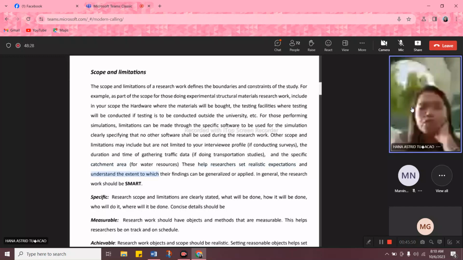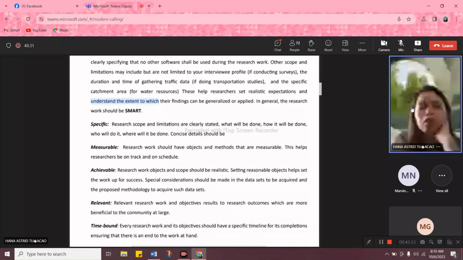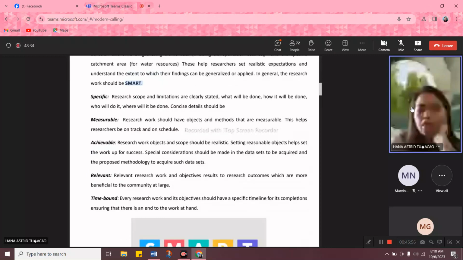In general, the research should be SMART. So that is specific. The research scope and limitations are clearly stated: what will be done, how it will be done, who will do it, and where it will be done. That is concise. Concise details should be given. It should be measurable. Since we are in the engineering field, and since your first year you work around with numbers, it should be measurable. So research work should have objectives and methods that are measurable.